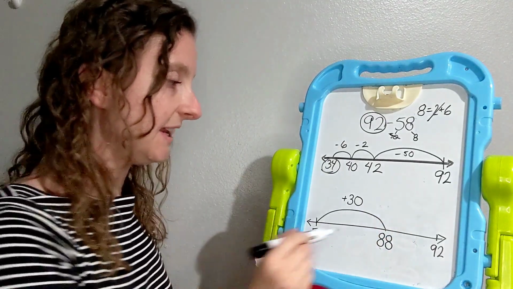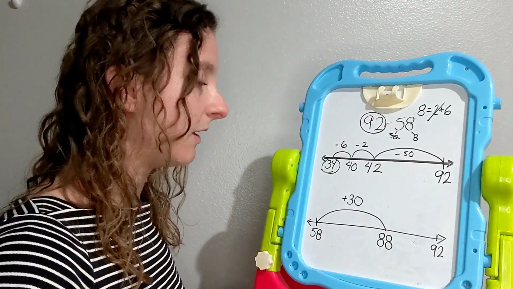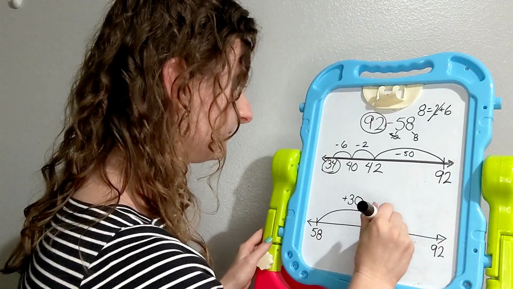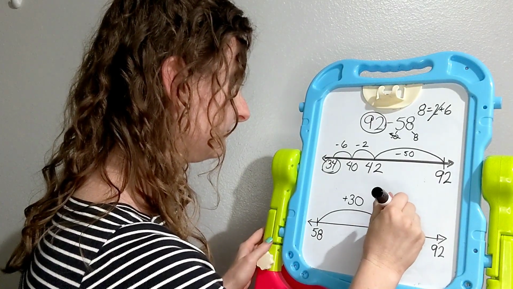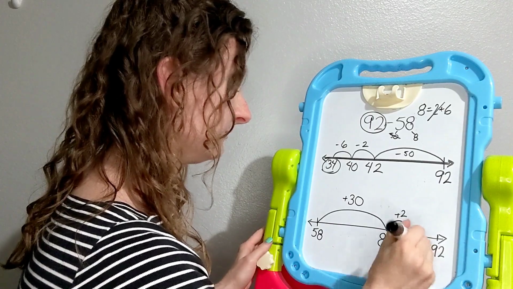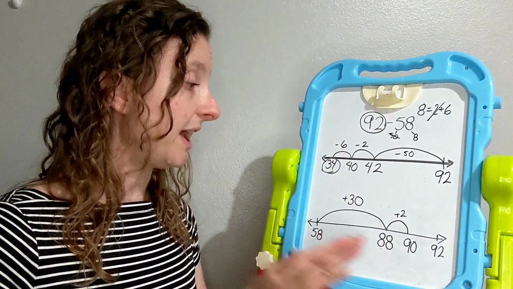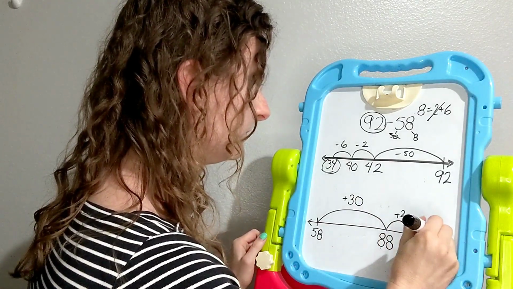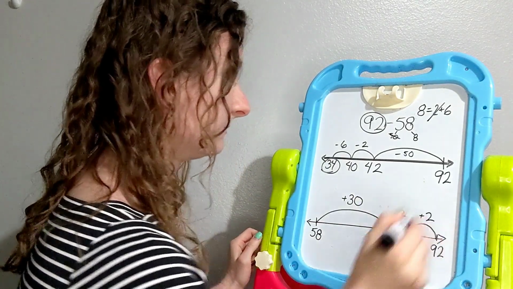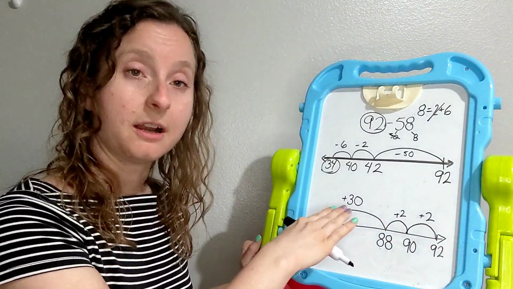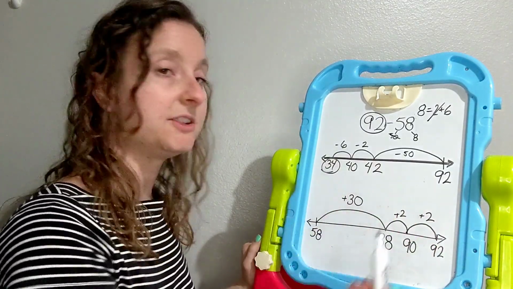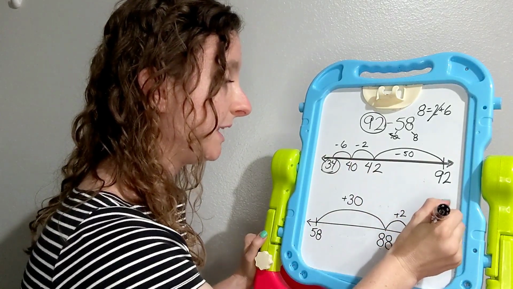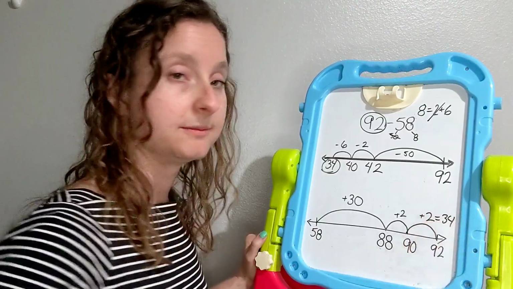Now I need to get even closer to 92. Well, I know that 88 plus 2 gives me 90. And now I know that 90 plus 2 gives me 92. Now I can look up here and take all of these numbers and just add them together. So 30 plus 2 plus 2 equals 34.